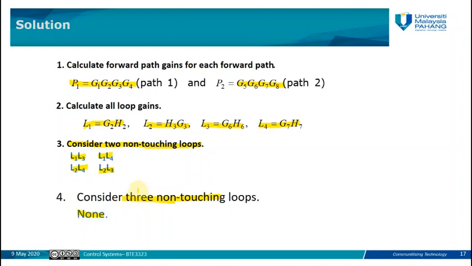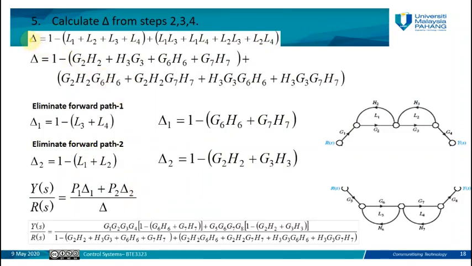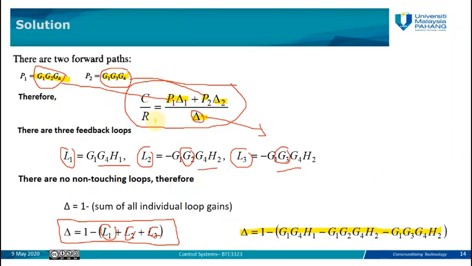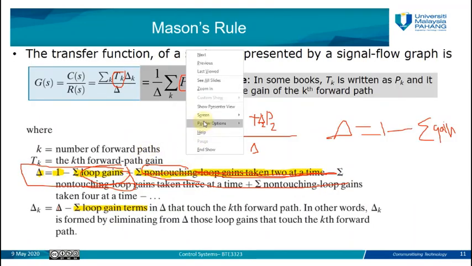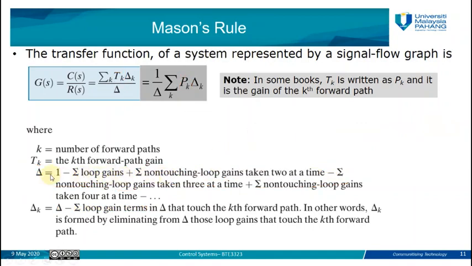So when we calculate the value of delta here, delta is equal to 1 minus the summation of loop gains, which is L1 plus L2 plus L3 plus L4. This is the summation of the 4 loops. You can see the main formula of delta here. It says 1 minus loop gains, and the loop gains here are L1 plus L2 plus L3 plus L4.